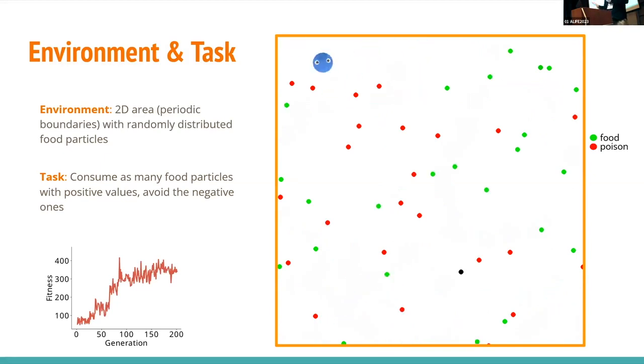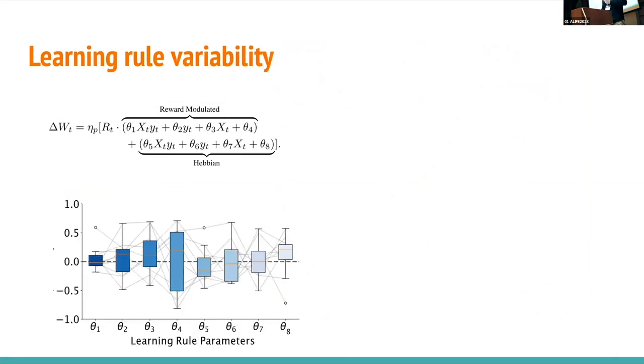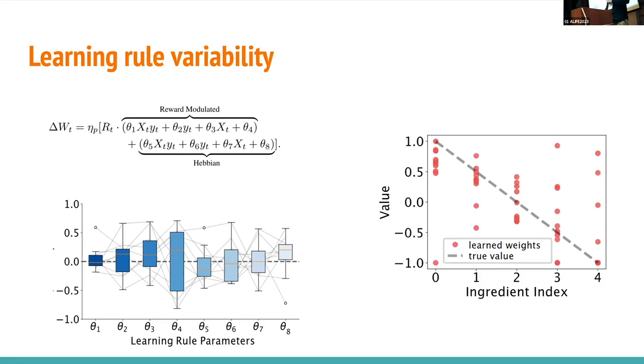So we do this, it works, it solves the task. And then let's look at how the evolved rules look. Again, same parameterization as before, same rule. And now the distribution parameter looks like this. There is absolutely no pattern. It's a mess. And if we look at the weights it learns, they are also very much not structured. There is no correlation with the actual values of the weights.